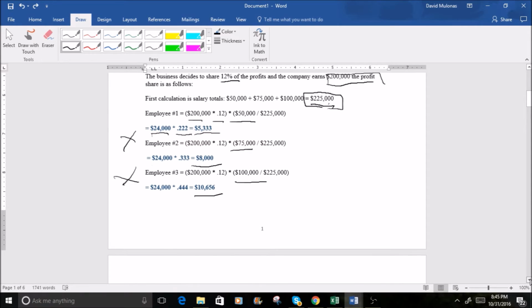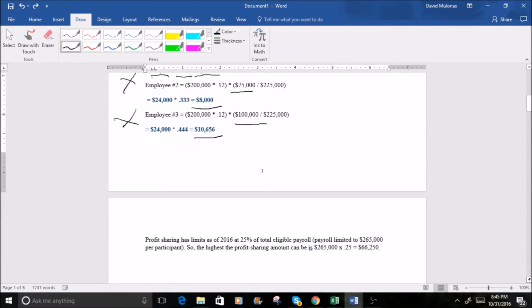Okay, one last side piece here. There are limits set by the government on how much money you could actually get. As of 2016, when this video was made, it's 25% of total eligible payroll, limited to $265,000 per participant. So that means the highest profit sharing amount that can be given to an employee is $66,250, based on the 265 and the 25% threshold. $66,250 is pretty nice, so I think most of us would take that, but companies do have limits on that for certain reasons.